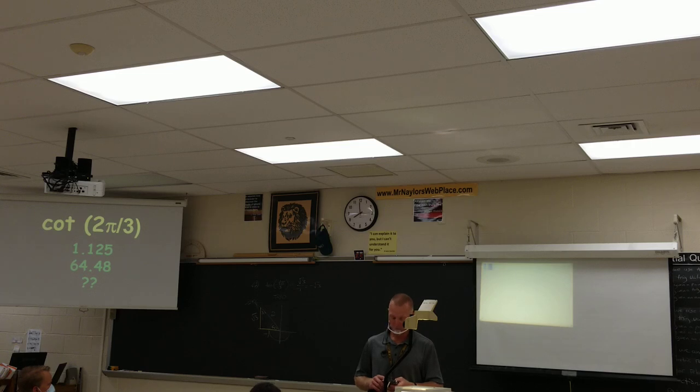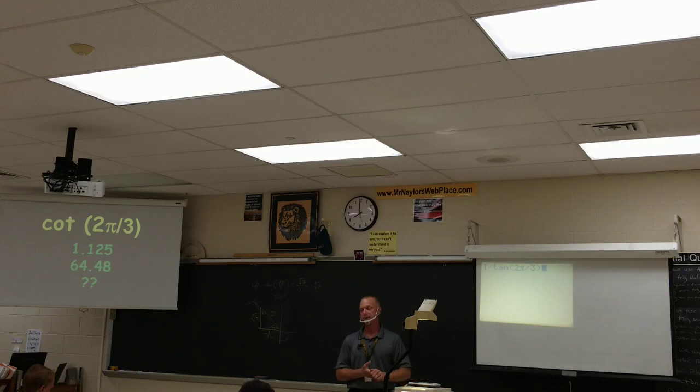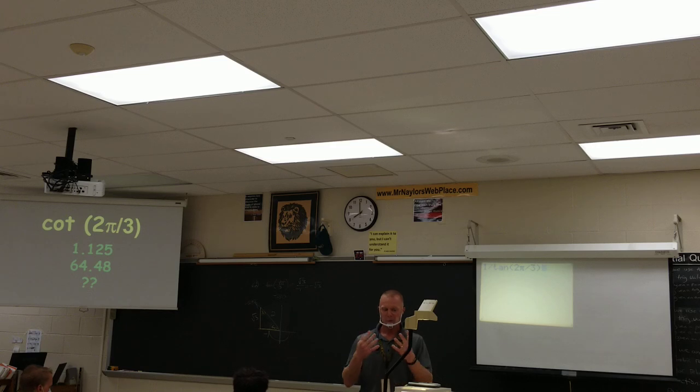Well, I've got good news. It's literally the reciprocal. It's literally 1 over tangent. And of course, the definition of reciprocal is to write something as 1 over, or to flip it. So to do the cotangent, I do 1 over the tangent, nice little 2 pi over 3, and out pops that sort of messy number.